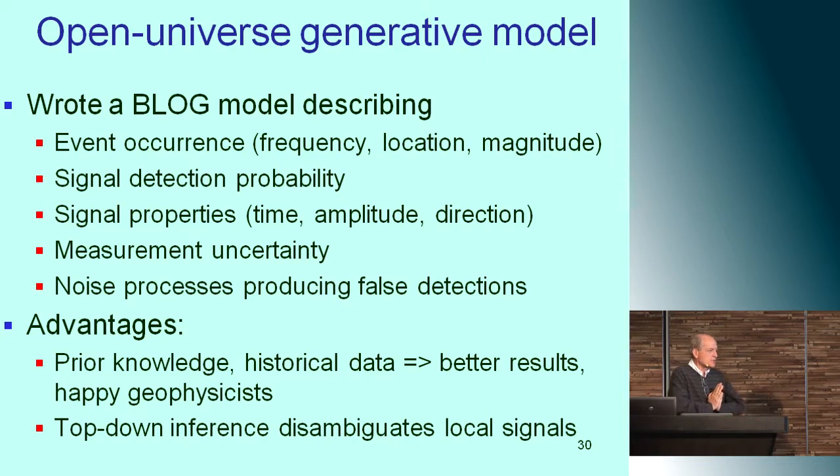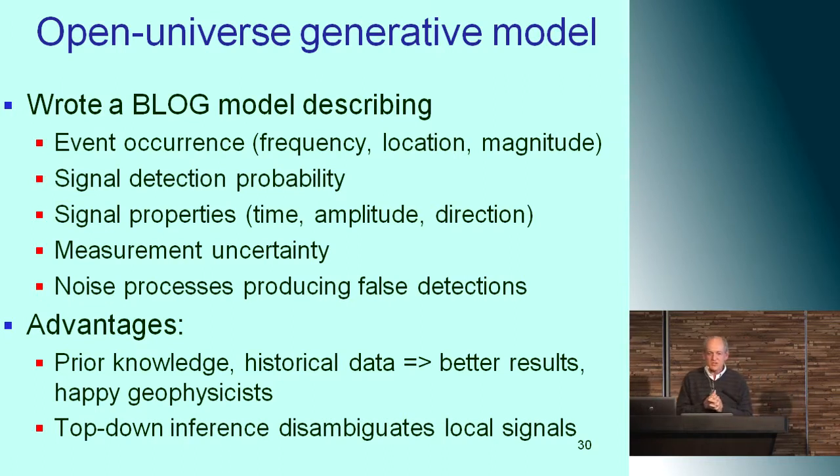So the advantages of doing this model-based Bayesian approach, one is that you can put in a lot of prior knowledge. So geophysicists know lots and lots about the world, so we don't have to do model-free, data-driven stuff. We can put in lots of physics. We can also use a lot of historical data to quantify these models. And as a result, we get good behavior from the system, and we have happy geophysicists. And that's what really matters if you want to get something adopted.